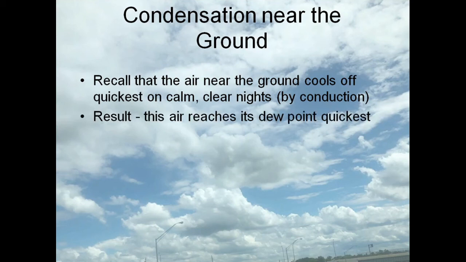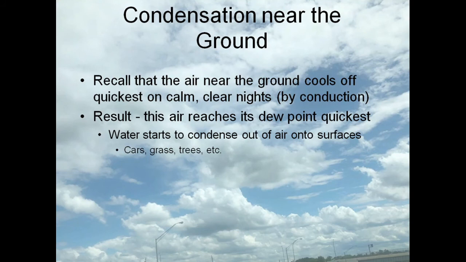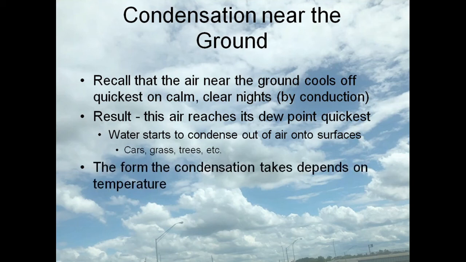Air reaches its dew point the quickest right there at the surface, right on the ground. Water starts to condense out of the air onto surfaces: cars, grass, trees, etc. The form of the condensation depends on the temperature. So if it's freezing fog, you can have ice particles in the air. You can have fog whose water particles are supercooled at the surface, and they hit a surface and create ice on that surface as they impact.